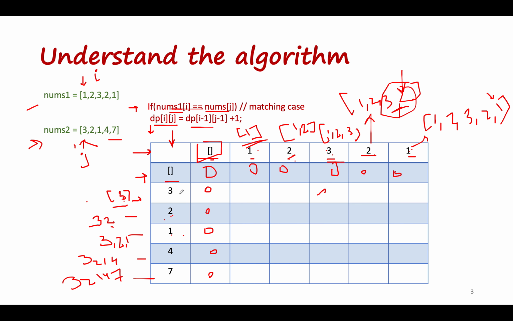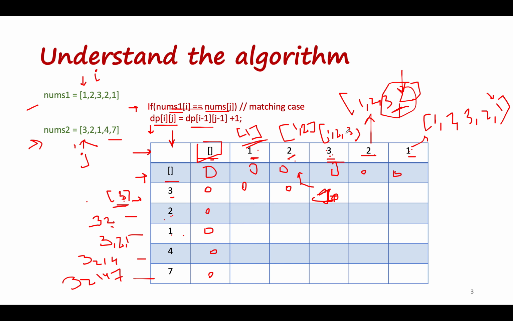The first element that we have is 3, and in the nums1 index we have 1. So 3 doesn't match with 1, forget it, we'll add 0 here. 3 doesn't match with 2, forget it, we'll add 0 here. 3 matches with 3, that means it's a matching case. What we're going to do is add 1 plus the diagonally up value. The diagonal up value is 0, so 1 plus 0 is 1. So let me just write 1 here.